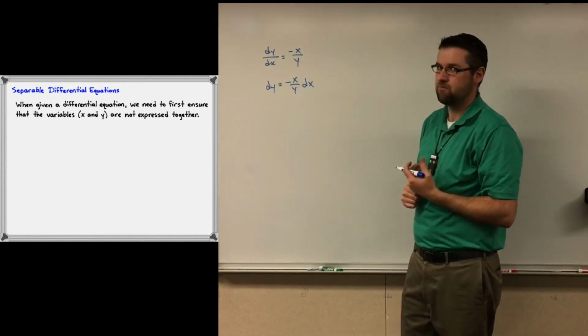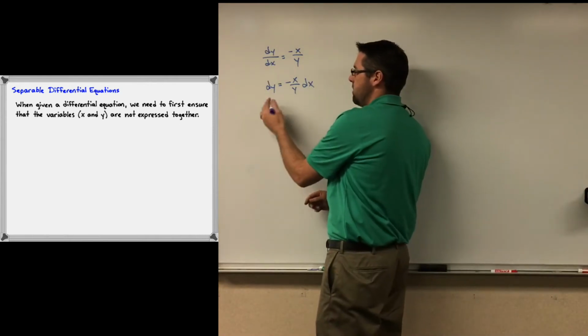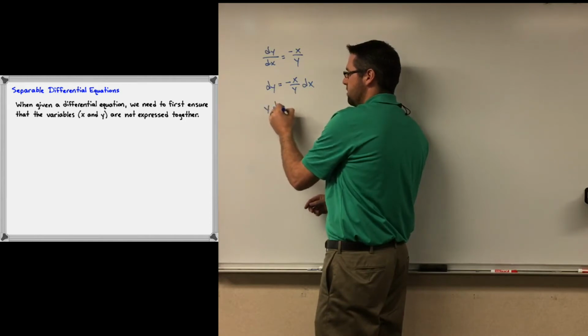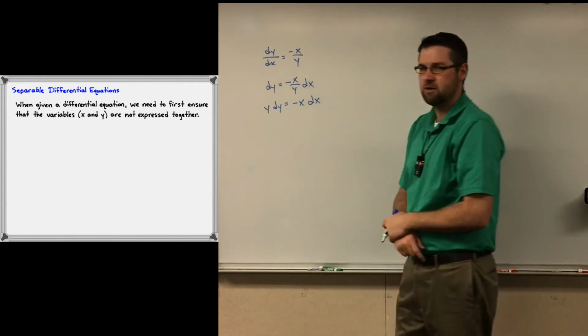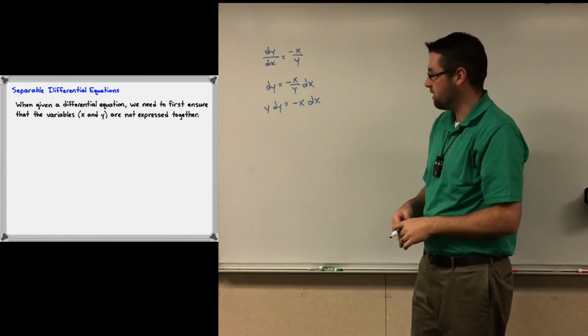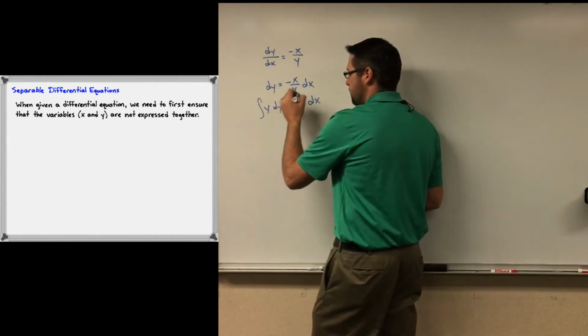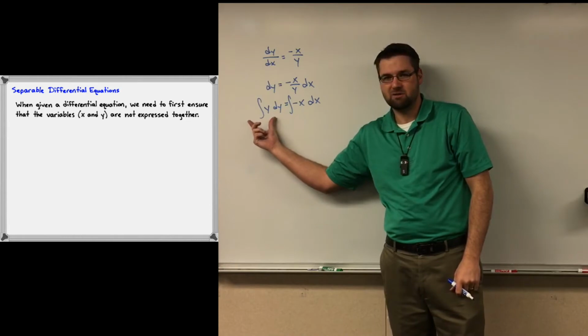So what do I have to do then? Multiply both sides by y. What do you get? How about y dy equals negative x dx, right? And then we'll integrate from there. Actually, let's go ahead and do it. Notice what's the variable of integration here? y. So what is the antiderivative of y dy?